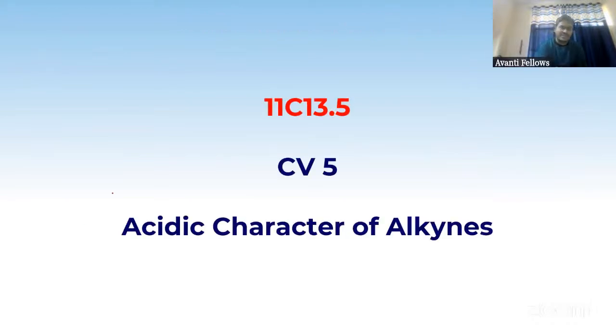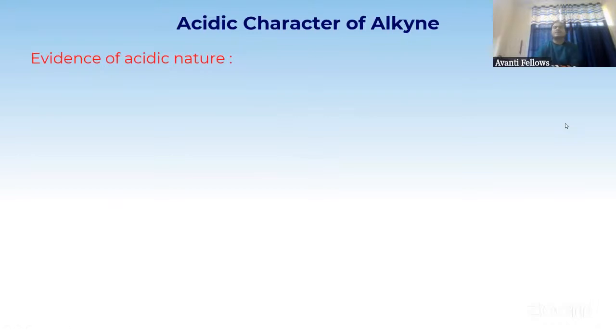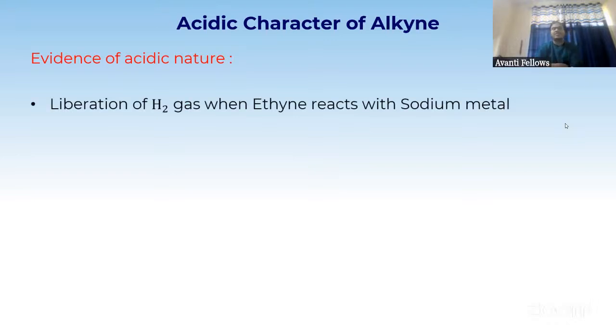Now, this is a very, very interesting topic in this chapter, that is acidic character of alkynes. Alkynes are acidic in nature, right? So let's see how they behave as a good acid. Let's give some evidence so that you actually understand why alkynes are said to be acidic. First of all, whenever we treat ethyne with some active metal like sodium, they liberate H2 gas, and we know that the substance which is treated with a reactive metal and liberates hydrogen gas must be an acid, right?